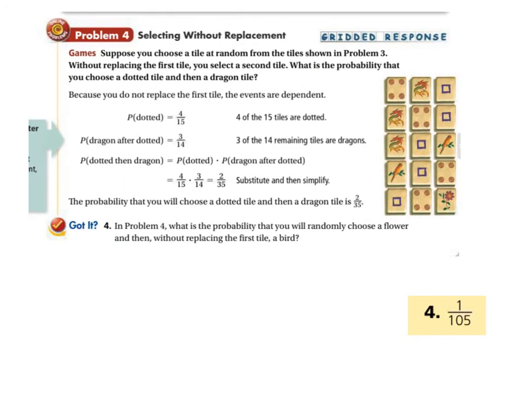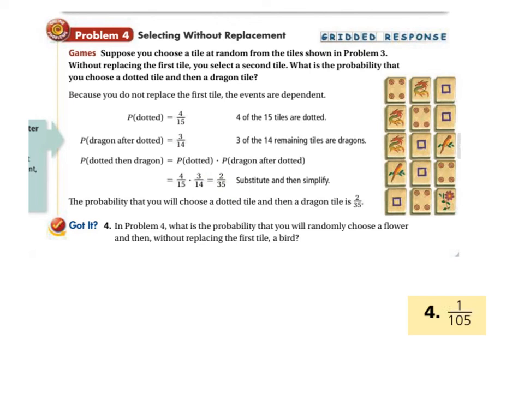Alrighty, moving along. This time we don't replace. Going to use the same set here, right? Suppose you choose a tile at random from those. You choose a tile, rather, without replacing. So notice, without replacing, this is going to change the denominator. And this time you wanted to choose a dotted tile again, 4 out of 15. Second time, though, there's only 14 to choose from. And 3 of those are still dragons. Multiply, and going to reduce. 2/35 after you simplify.